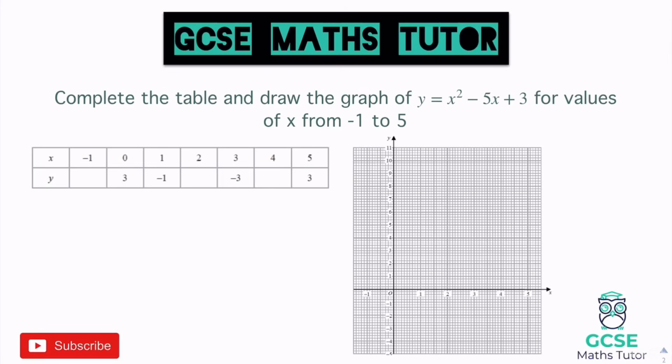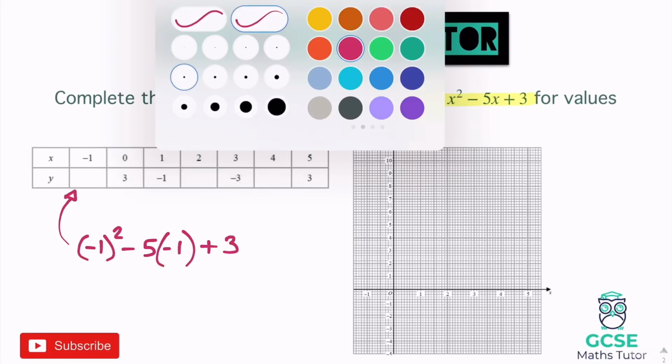Okay, so this question here is slightly trickier. Our equation is y equals x squared minus 5x plus 3, and we've got the values from -1 to 5. Now it's that -1 there that we're going to make a mistake on if we do make a mistake, so we've just got to be extra careful with that. So thinking about our little brackets, we're going to put -1 in a bracket, and that's going to be squared. Take away 5 lots of another x, so another -1 goes in there, and then we're going to add 3. Be really careful with your numbers here as you go about working this out.